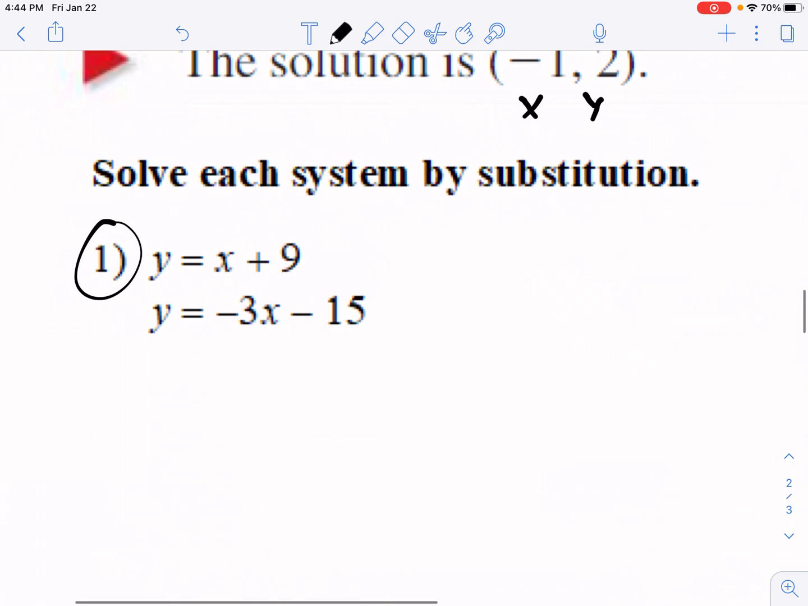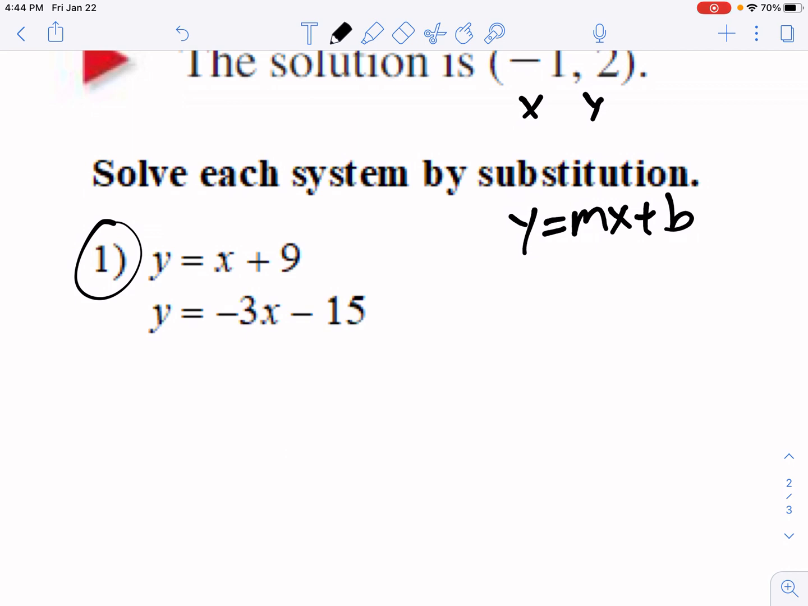Okay, so again, step number 1, you have to solve one of the original equations so that we have one variable by itself. Well, notice both of these have y by itself. Both of these are in the y equals mx plus b form. So since they're already both solved for y, step number 1 is done, okay? We don't have to go any further. Both of these have y by itself, okay? So step number 1, we're already done there.